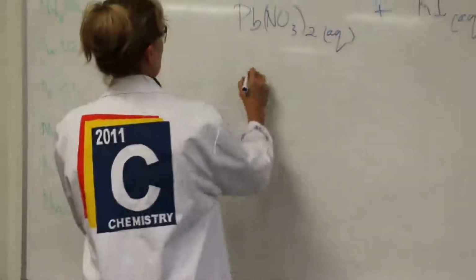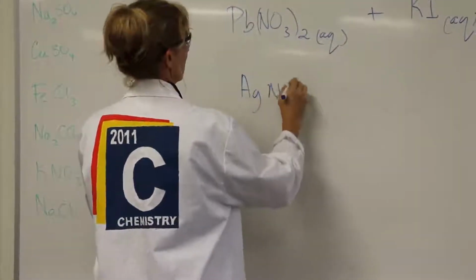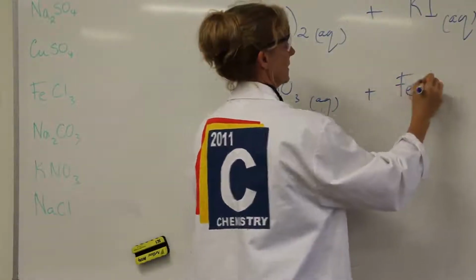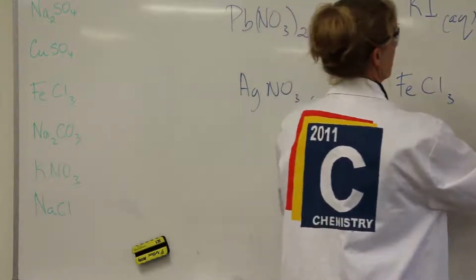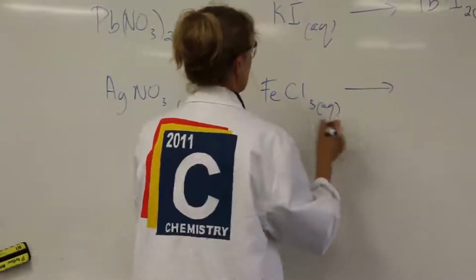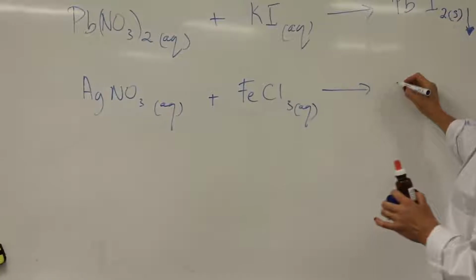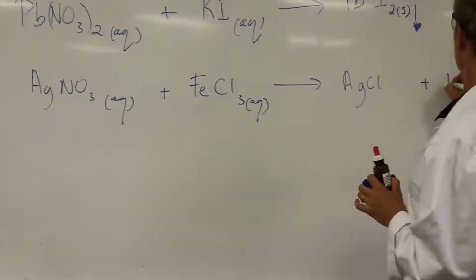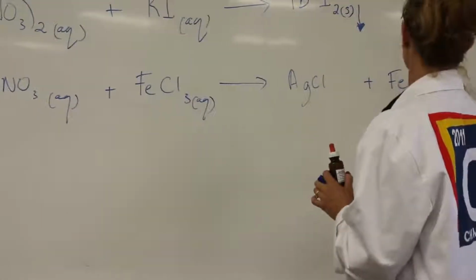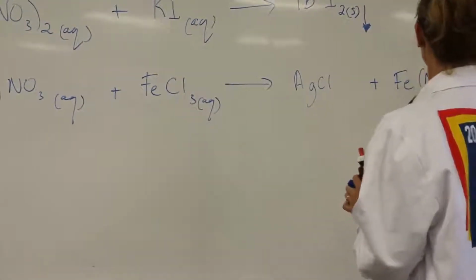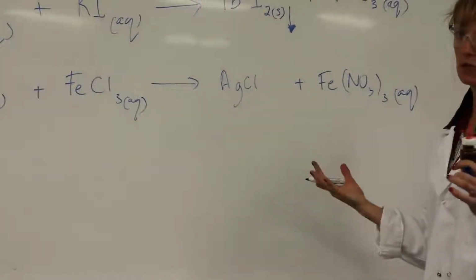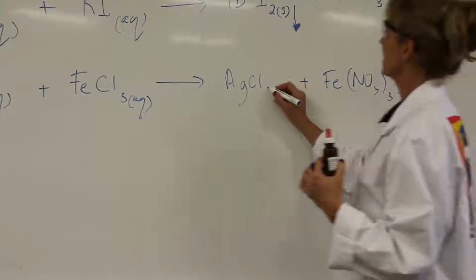So let's do another example. Silver nitrate, aqueous, ferric chloride, and we're going to react these two together. Following the rules, you know that it's going to be silver chloride plus iron nitrate. What do we know about nitrates? They're all soluble, so we can write aqueous. If this indeed is a precipitation reaction, which I know it is, this is going to be a solid.